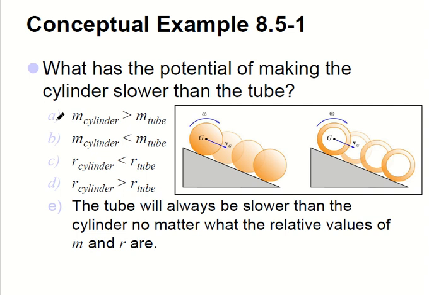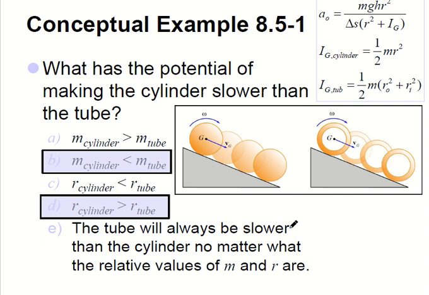The next question is, what has the potential of making the cylinder slower than the tube? Okay, so now you want to make the cylinder slower than the tube. You want tube to go down first. So what can you do? So the first thing is, okay, so this is asking you what has the potential. It's a very, very tricky question here that you're reading. So what has the potential of making the cylinder slower than the tube? So it's just asking you the potential. It doesn't ask you the correctness of the statement, okay?